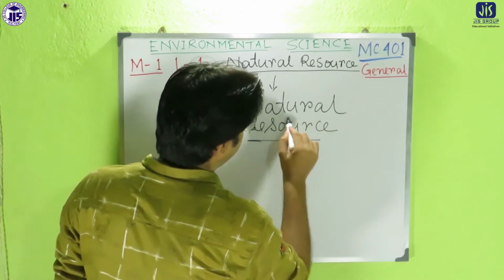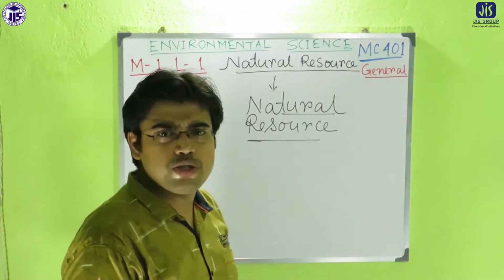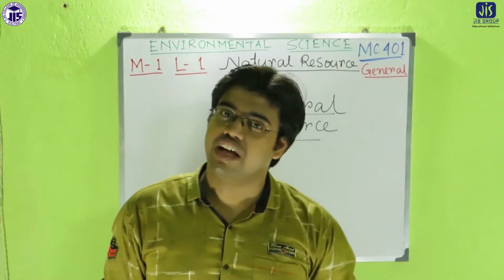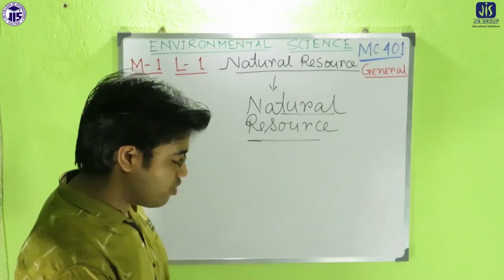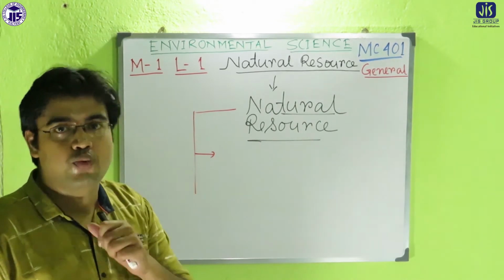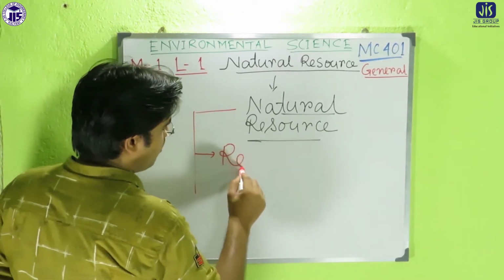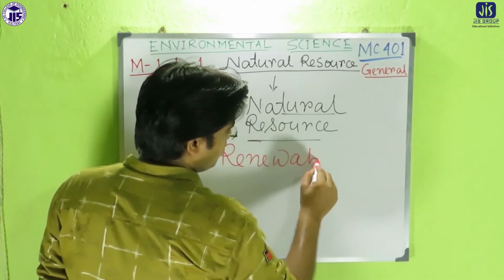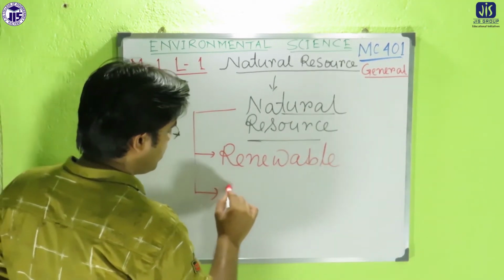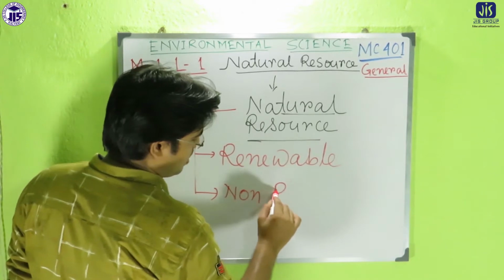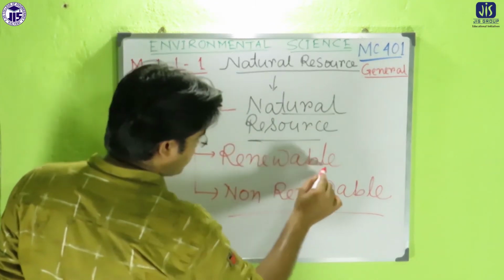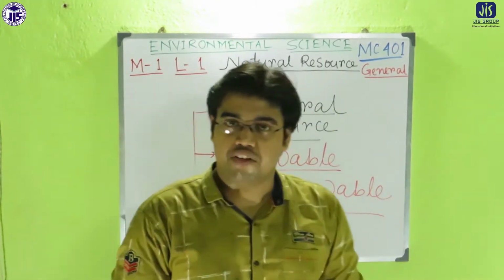So all of you know very well what the natural resource is. Natural resource means it's very simple. The resource which is already present in our nature, that is called natural resource. So natural resource is classified in two ways. First of all, that is called renewable resource, and another type that is called non-renewable. So first one is the renewable resource and second one is the non-renewable resource.